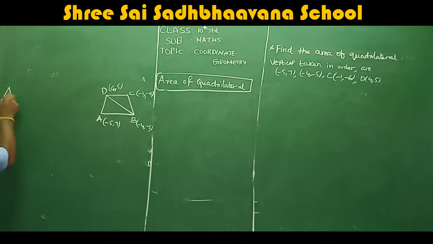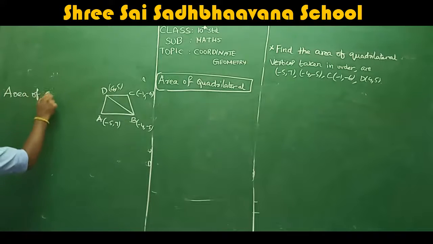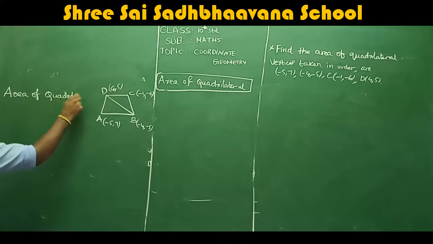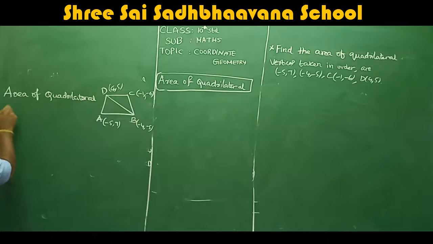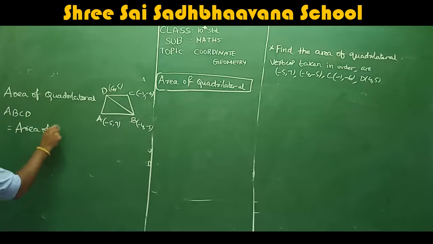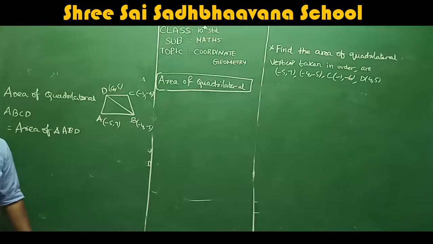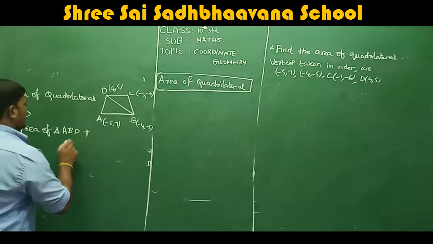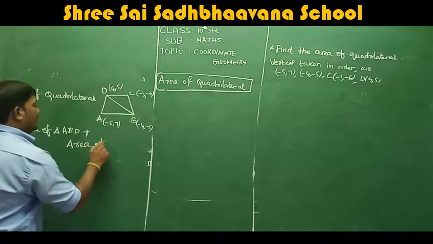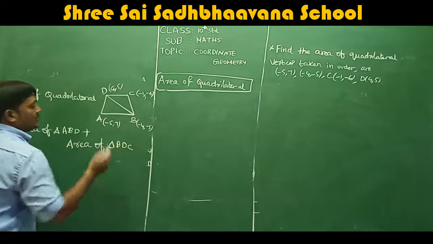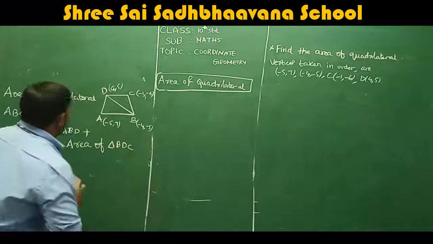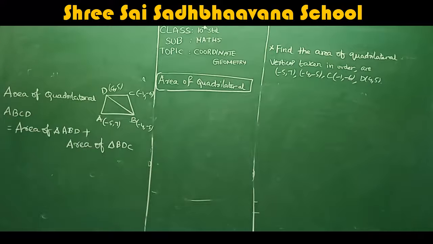So area of quadrilateral, correct? Area of quadrilateral ABCD is equal to area of triangle ABD plus area of triangle BDC. So first you have to find the area of triangle ABD and add it with the area of triangle BDC. You will get the quadrilateral ABCD area.